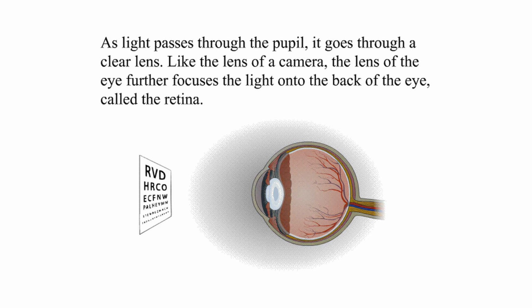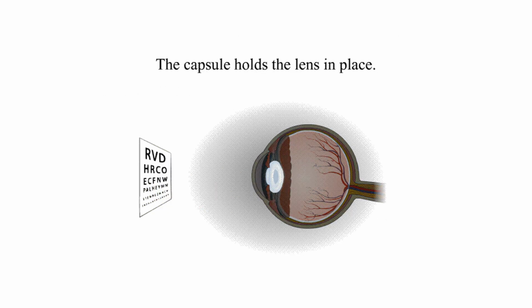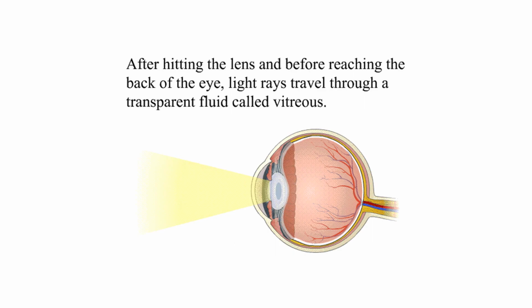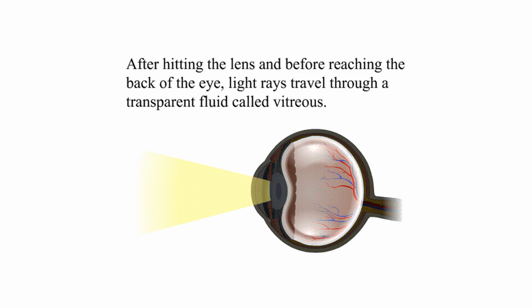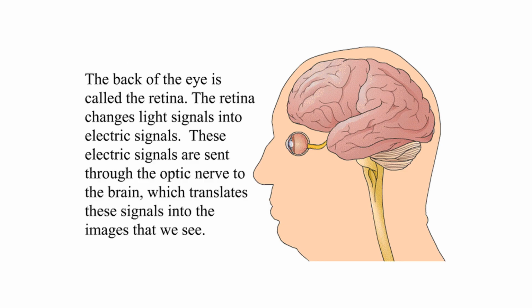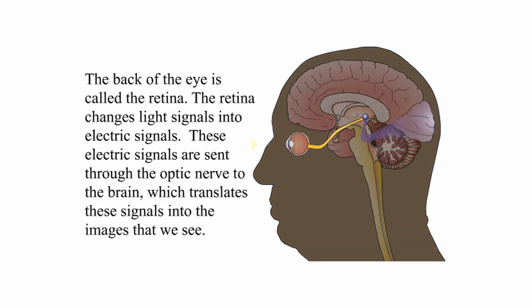As light passes through the pupil, it goes through a clear lens. Like the lens of a camera, the lens of the eye further focuses the light onto the back of the eye called the retina. The capsule holds the lens in place. After hitting the lens and before reaching the back of the eye, light rays travel through a transparent fluid called vitreous. The back of the eye is called the retina. The retina changes light signals into electric signals. These electric signals are sent through the optic nerve to the brain, which translates these signals into the images that we see.